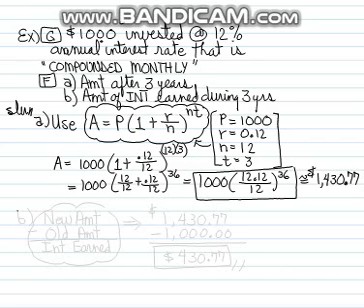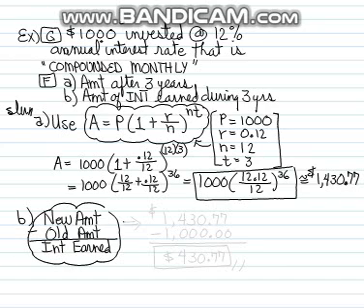Let's do part B. For part B, the amount of interest earned during those 3 years, well, here's what we know. The new amount in the account minus the original old amount in the account will give us the amount of interest earned. So using that logic, we have the new amount in the account.